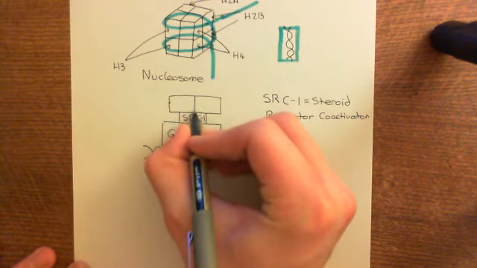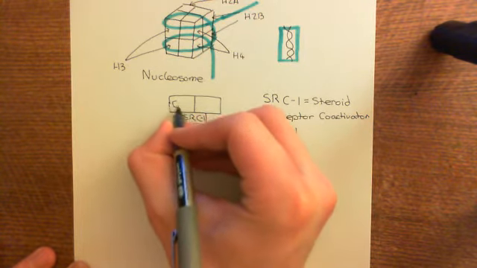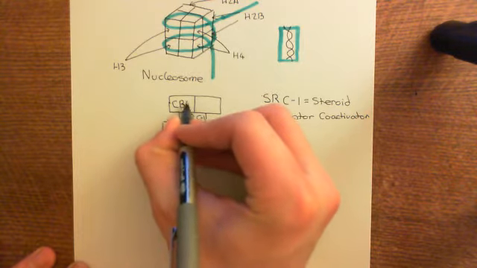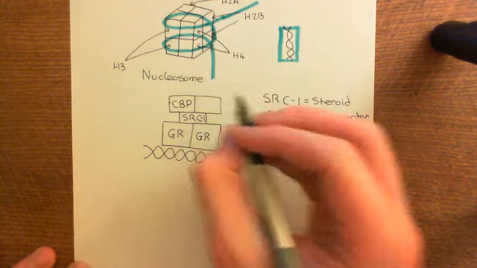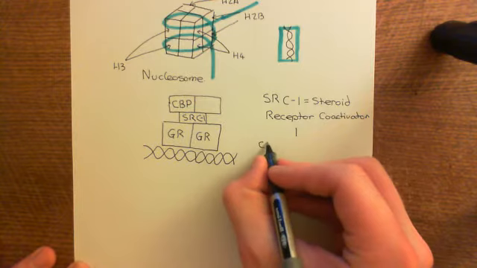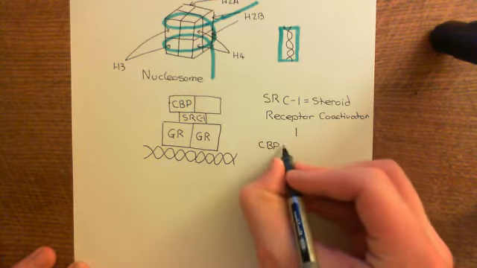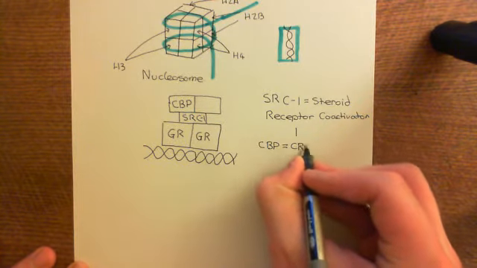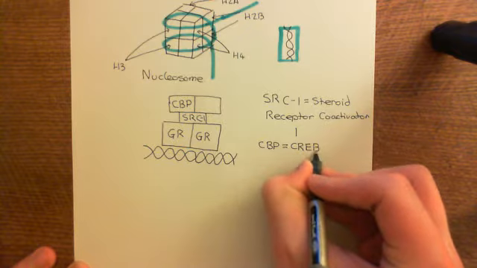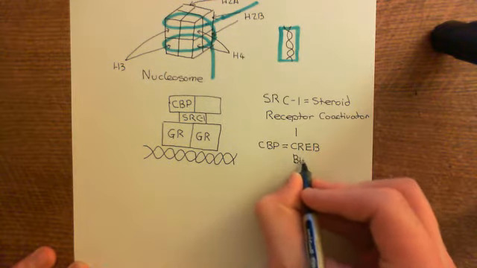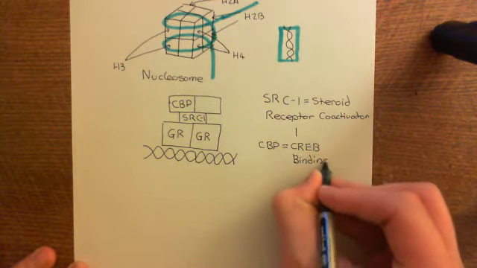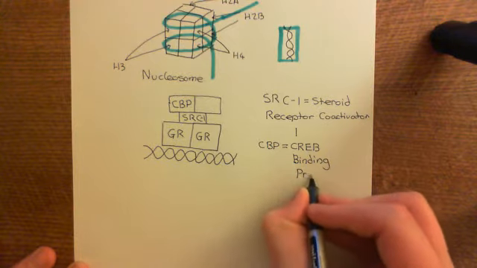Okay, like so. And these two other proteins, one is known as CBP, which stands for Krebs binding protein. So I'll put that down here. CBP stands for Krebs binding protein. Krebs is another very important transcription factor. Okay, so this is Krebs binding protein.